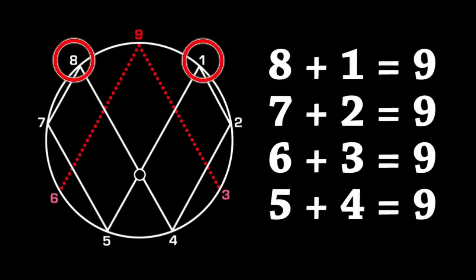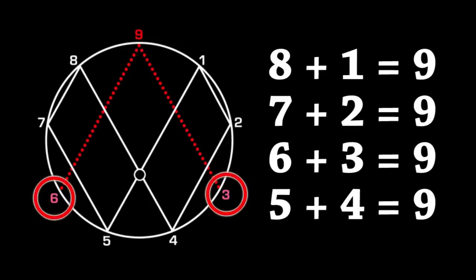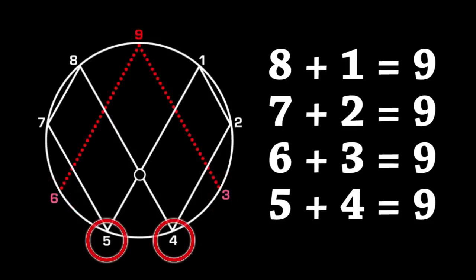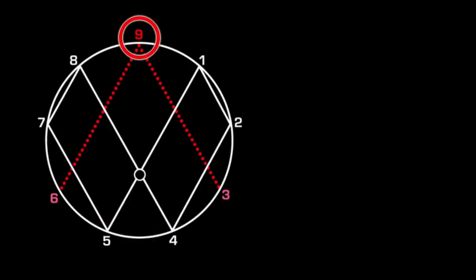8 plus 1 is 9. 7 plus 2 is 9. 6 plus 3 is 9. And 5 plus 4 is 9. So 9 is in the middle. It separates and polarizes the numbers, turning the other numbers into a sort of mirror image, or right and left, or a positive and negative. Two sides of a coin, so to speak, two halves of a whole.